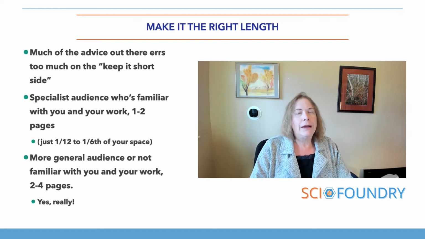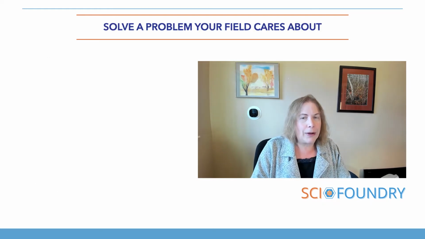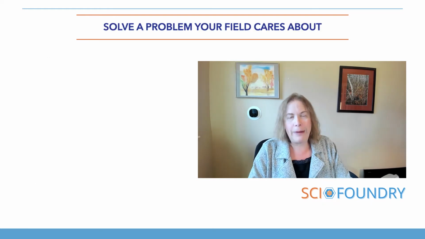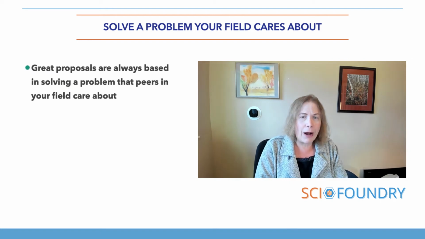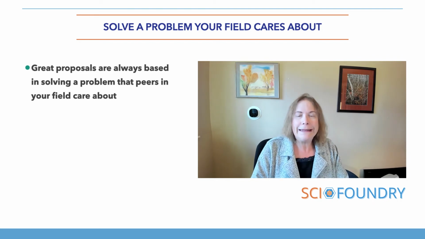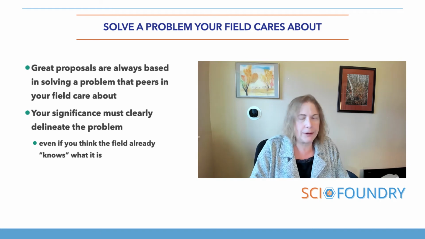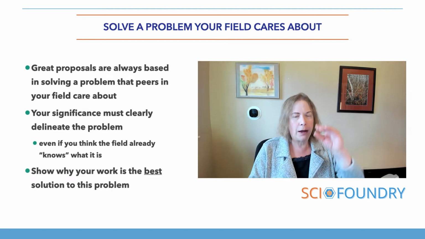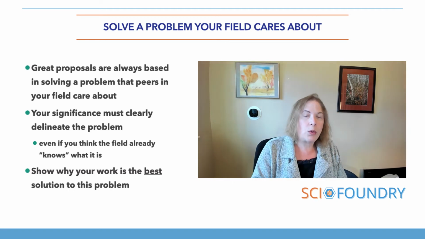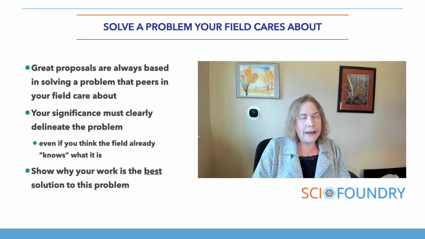Right. Okay, so the next thing is solve a problem that your field cares about. I already mentioned this, but it's so important, I have to mention it again. Great proposals are always based in solving a problem that peers in your field care about. Your significance must clearly delineate that problem. Even if you think the field already knows what the problem is, already understands it, like I said earlier, they don't have magical powers of insight into what you're thinking. You have to explain what you're thinking. And you also then have to show not only what the problem is, but why your work is the best solution to the problem.